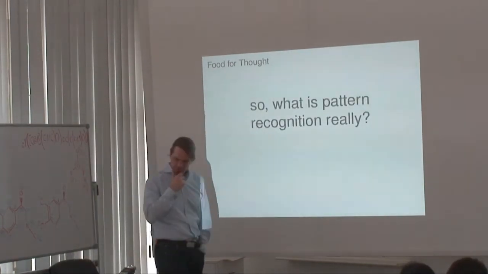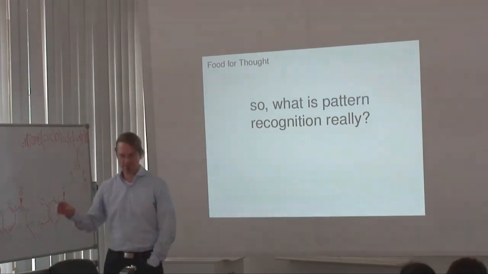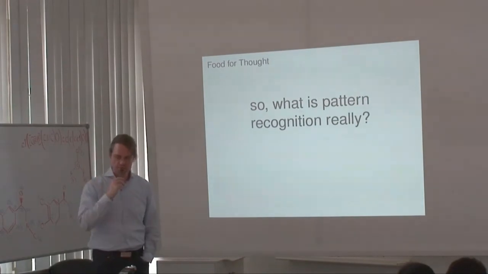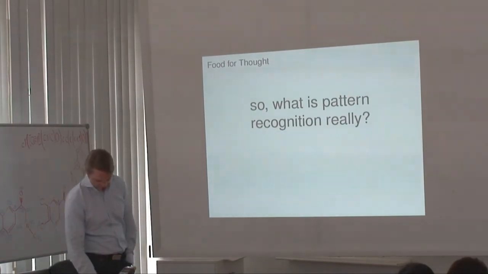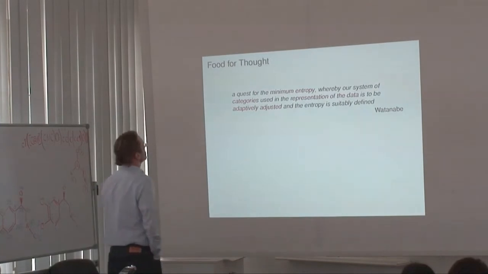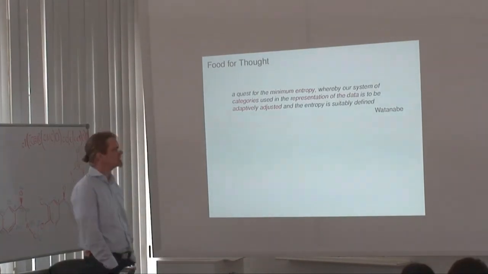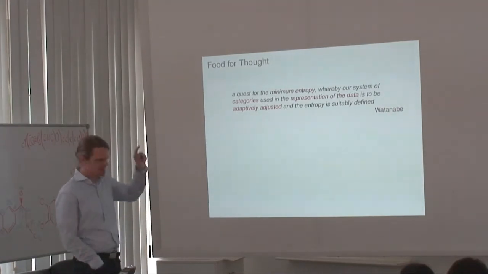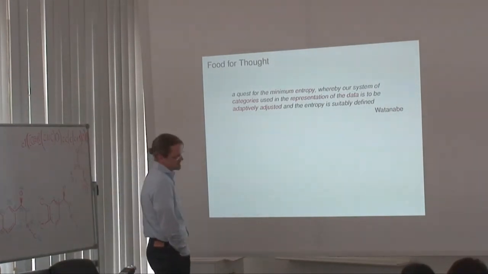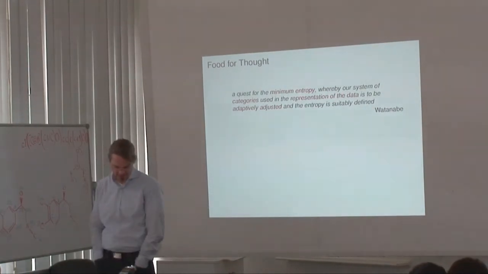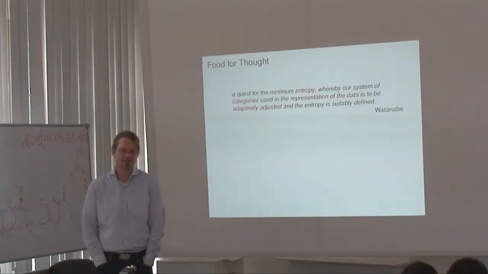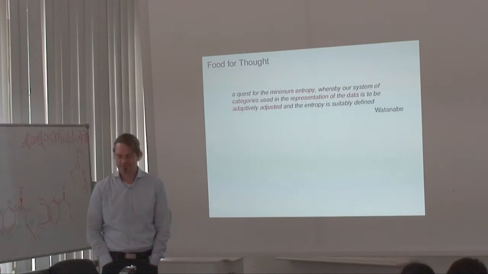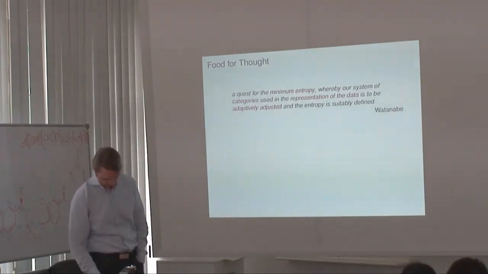So, what is pattern recognition? Now that we've seen at least phenomena that allude to the problem of pattern recognition, let's ask, what is it? Let's define it. Let's go with Watanabe first. Pattern recognition is, claims Watanabe, a quest for the minimum entropy, where our system of categories, whatever that is, used in the representation of the data, is to be adaptively adjusted, and the entropy is suitably defined. That's a cool definition, right? What does it say? Nothing. This is mumbo jumbo.